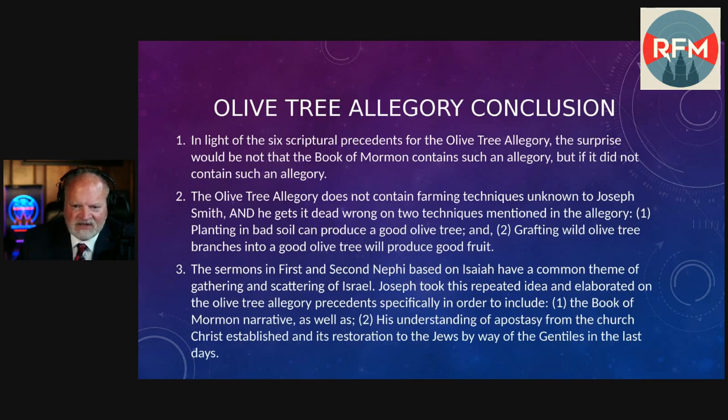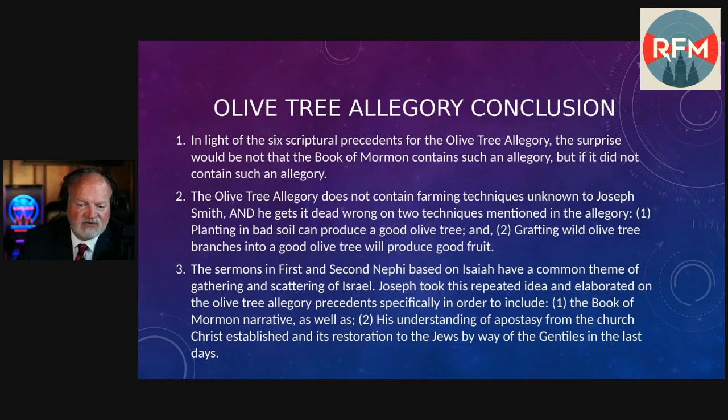So, in concluding our discussion of the olive tree allegory and how it was that Joseph Smith came up with that allegory, number 1, in light of the 6 scriptural precedents for the olive tree allegory, the surprise would not be that the Book of Mormon contains such an allegory, but if it did not contain such an allegory. All these antecedents are leading somewhere, and that somewhere is this allegory in Jacob 5. If it were not there, you would have all these indicators pointing to something that never showed up.